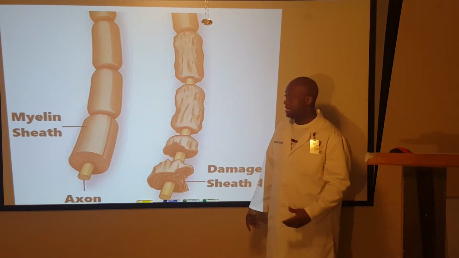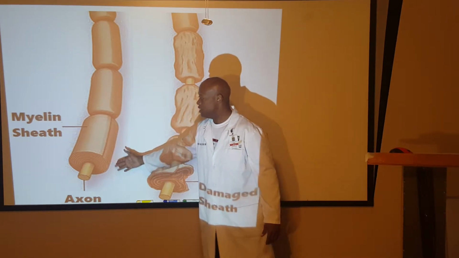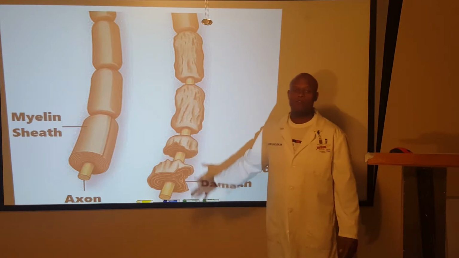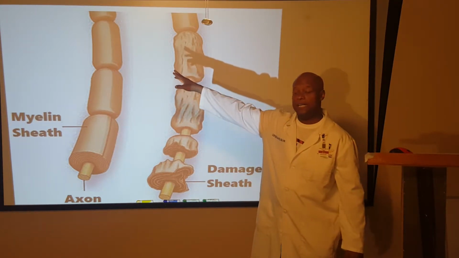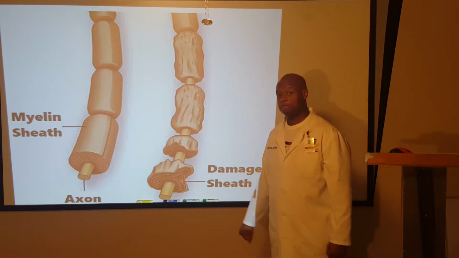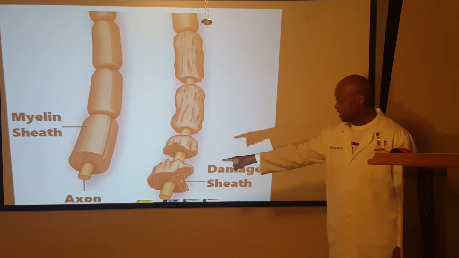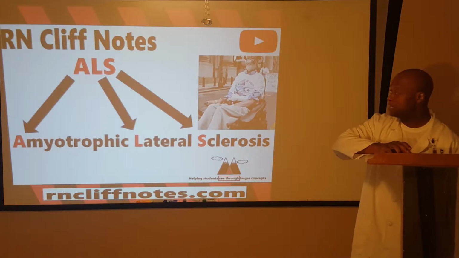So maybe in the past, a person with MS could run like everybody else. But now that their sheaths are damaged, they can't. They can't run fast like they used to, because their body can't engage in nodal jumping. Yeah? Okay. So anyway, myelin sheath, axon, and damaged sheath. All right, good. Moving on.